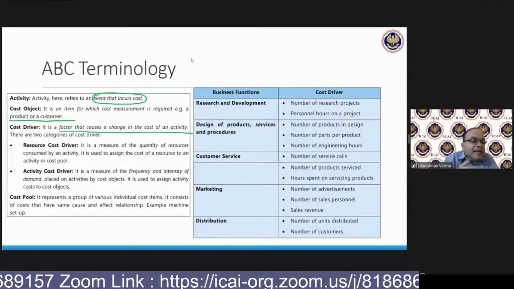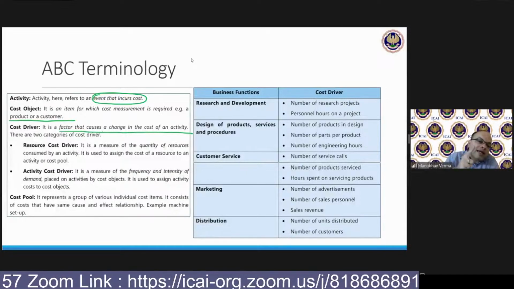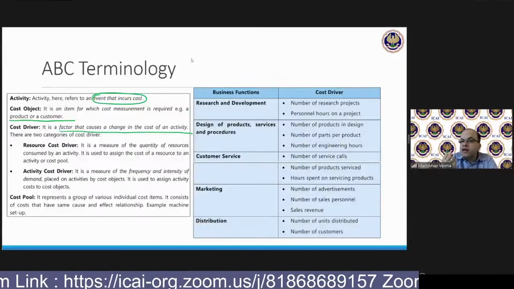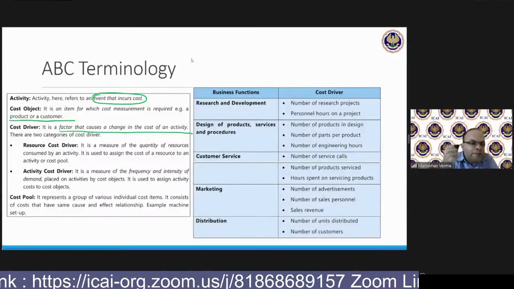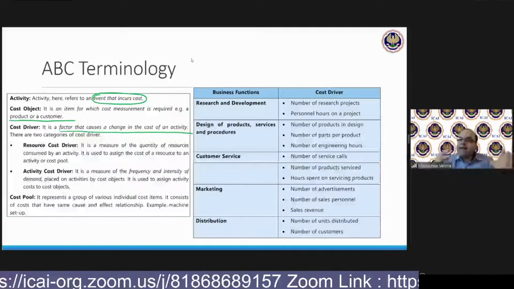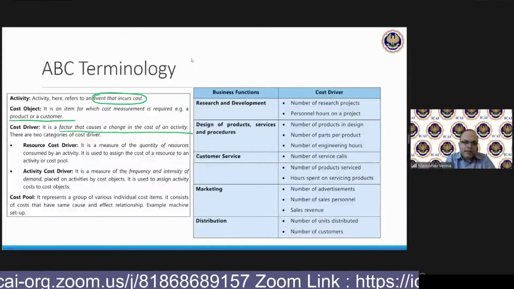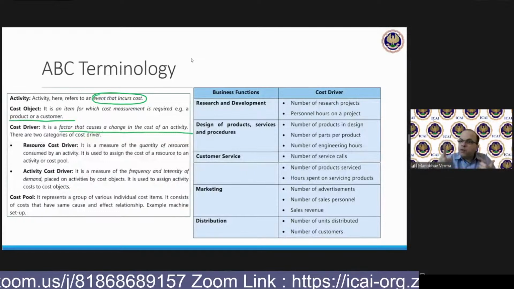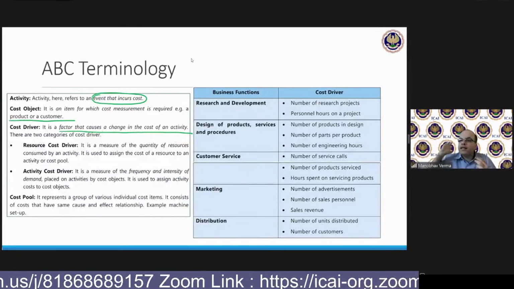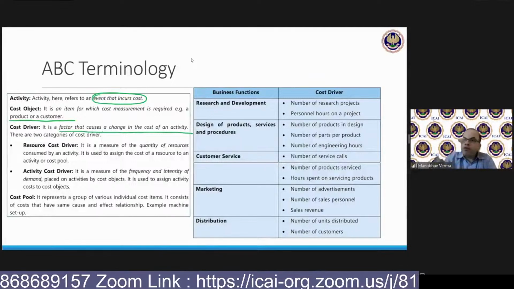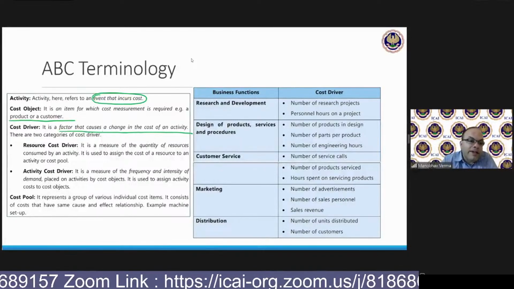But if you're talking about an activity cost driver, it is used to assign the activity cost to the cost objects. That means once that activity cost is compiled, we have bucketed the entire cost under one activity, and then based on the number of activities consumed by the different products, we are allocating that to the product. So we may be involving both resource cost drivers and activity cost drivers step by step.